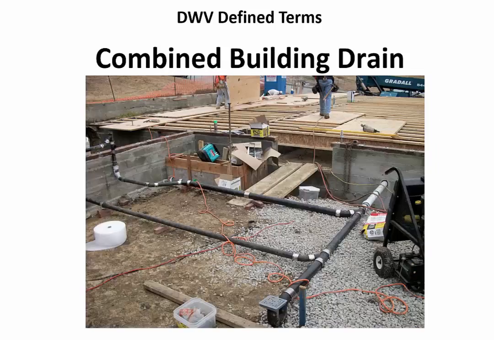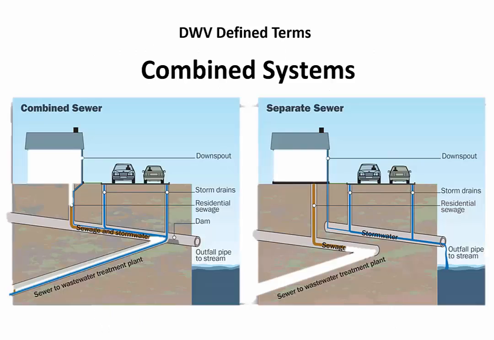A combined building drain is a building drain that contains both sewage and storm water. In most areas, the installation of a combined building drain is prohibited as per Article 2121, Sentence 2. Although combined building drains are prohibited, some jurisdictions may permit the installation of combined building sewers.